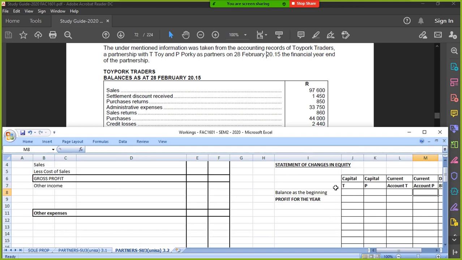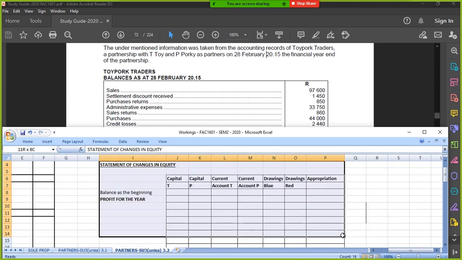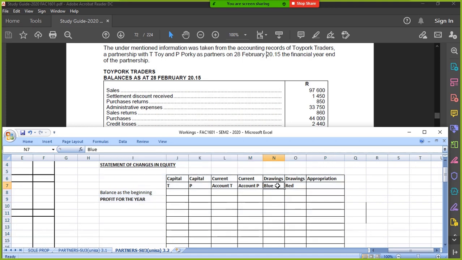Okay, so there you go. I've updated the statement of change in equity. You know that when looking at disclosure for partnerships, the disclosure for the SOCI is going to be important because of appropriation. You're sharing the benefits of the partnership with the partners. So you've got T and you've got P. Do they tell us what the ratio is? No, they don't. All right, so your job is to go through the information and identify what's important.